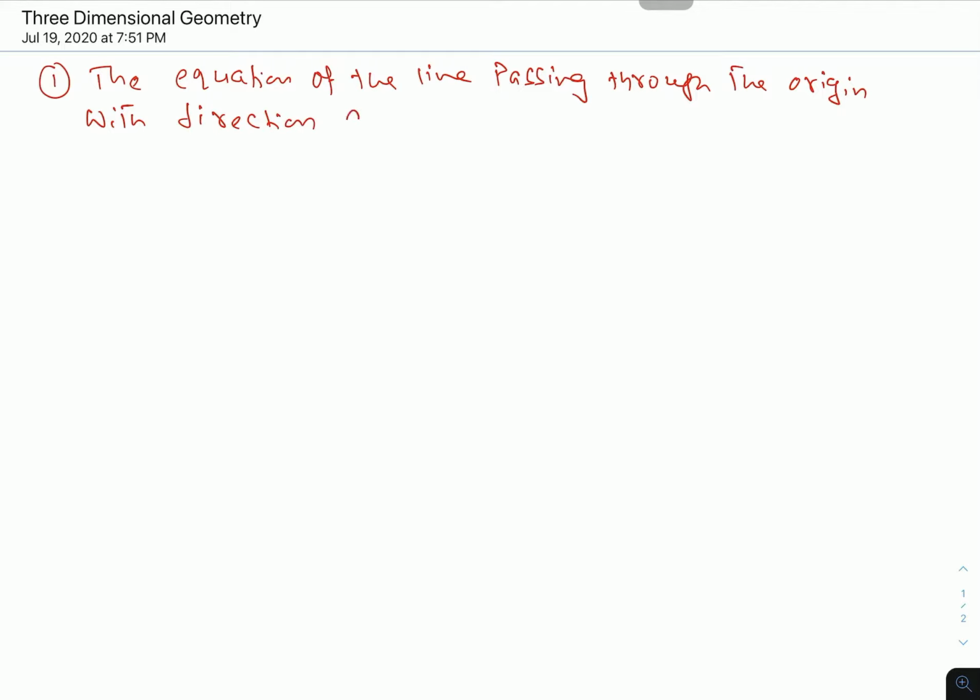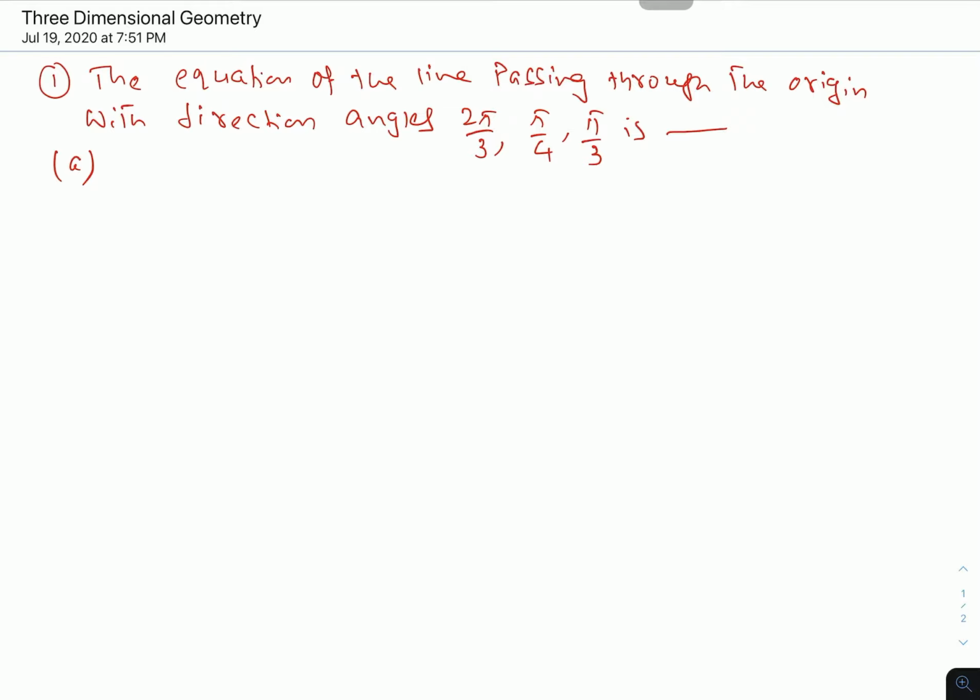The equation of the line passing through the origin with direction angles 2π/3, π/4, π/3 is blank.